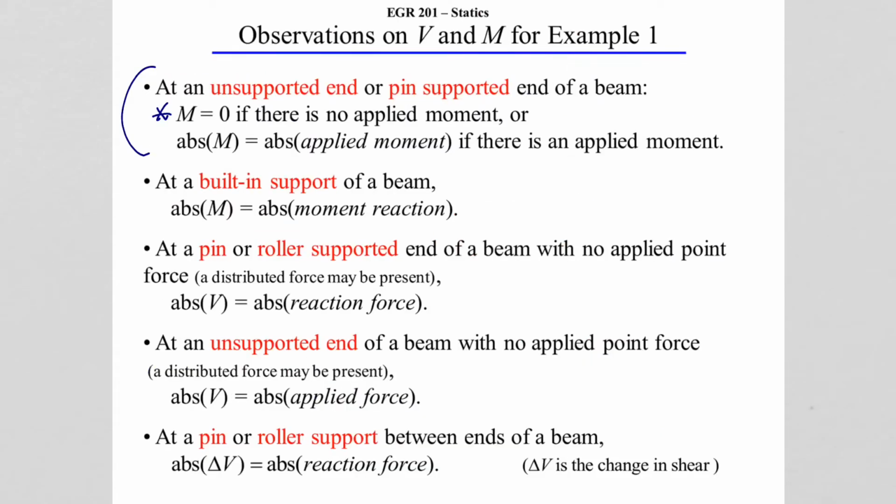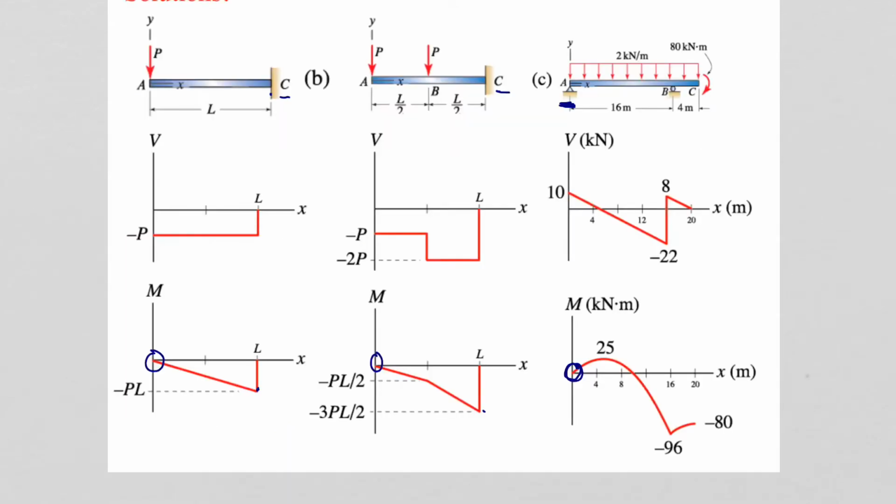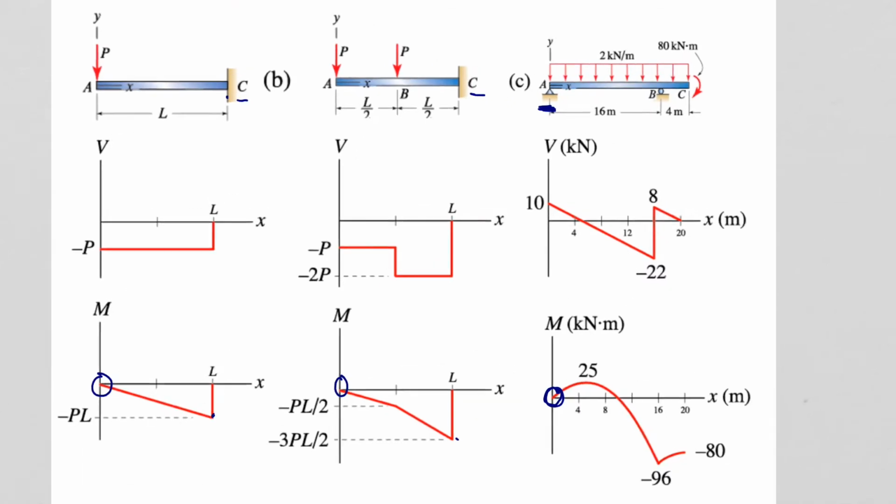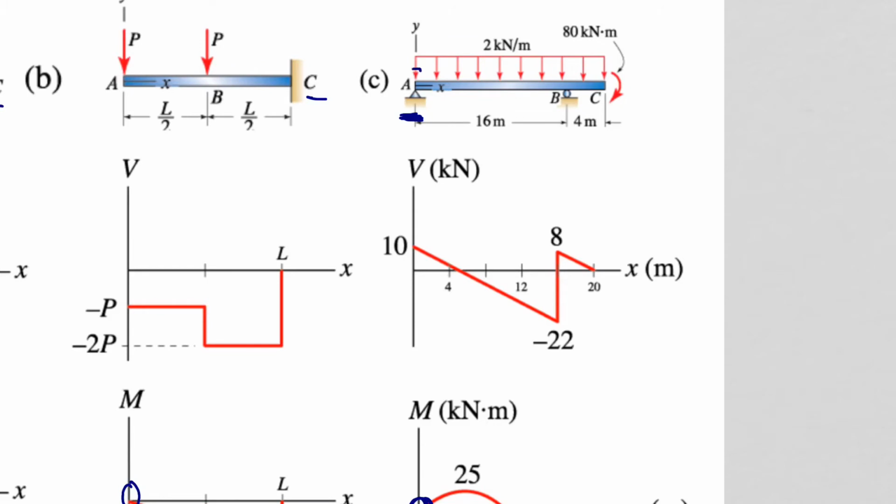The next observation is at a pin or roller supported end of a beam with no applied force to it. A distributed load may be there. Our shear force is equal to our reaction force. So let's look at that. If we look at this for a pin support, at this A, we had a reaction force of 10 kilonewtons, and that is exactly what we have in our shear.